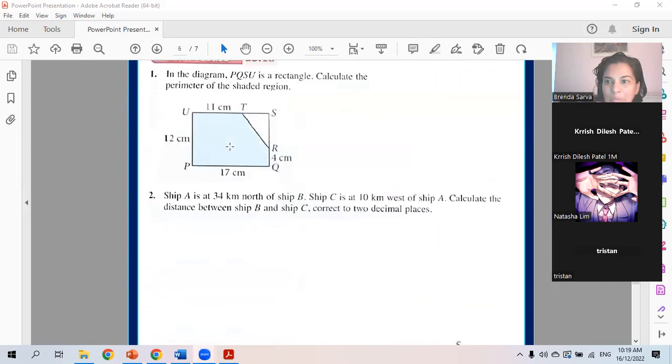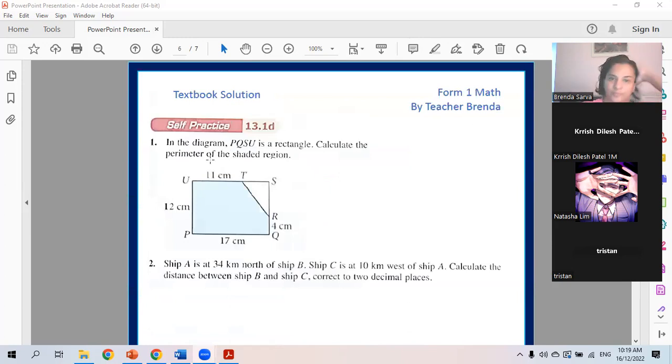All right. Now, next. This is from the textbook. I'm not gonna answer everything. Just look. Explain only. In the diagram, PQSU is a rectangle. So where is P, Q, S, U? Fine, I understood. Calculate the perimeter of the shaded region. Where did perimeter come in suddenly? We are learning Pythagoras. Guys, anything can come anywhere. That's maths. So you want to find the perimeter of the shaded region.